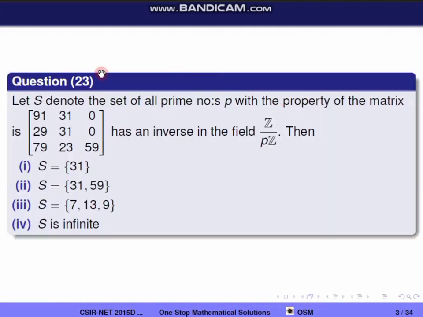Question 23. Let S denote the set of all prime numbers P with the property that the matrix with rows 91 31 0, 29 31 0, 79 23 59 has an inverse in the field Z by PZ. Then, we have defined a set S here which consists of those primes P such that the matrix has an inverse in Z by PZ. So we'll look how to do this question.